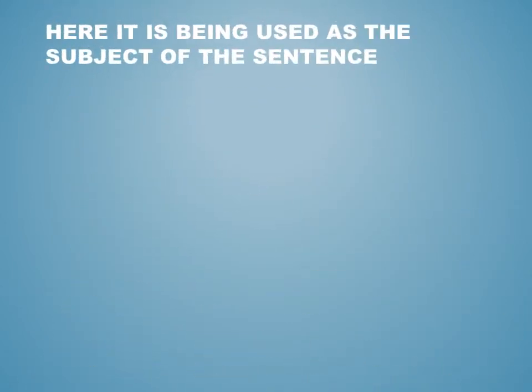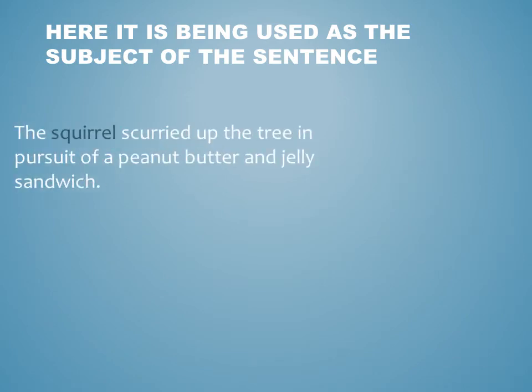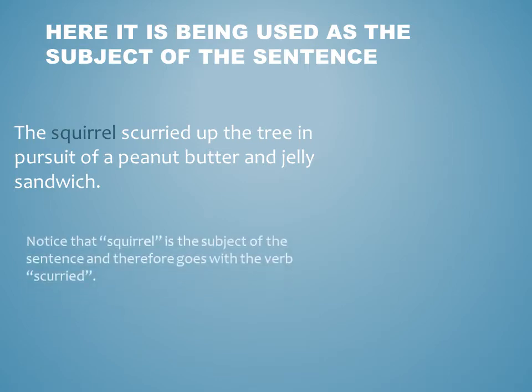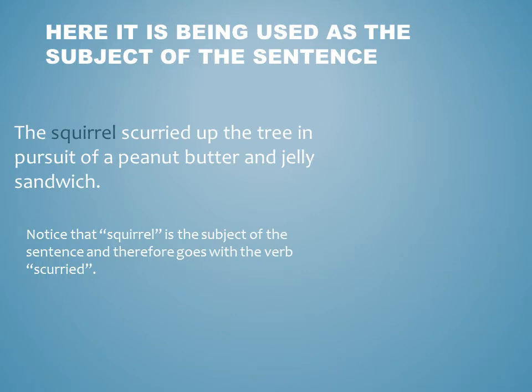We're going to be looking at the word squirrel. Here it is being used as the subject of the sentence. The squirrel scurried up the tree in pursuit of a peanut butter and jelly sandwich. That sounds delicious. Notice that squirrel is the subject of the sentence and therefore goes with the verb scurried. Subjects typically will be at the beginning of the sentence, yes. However, what you need to make sure of is that it is going with the main verb of the sentence. That's how you know that you have the subject.